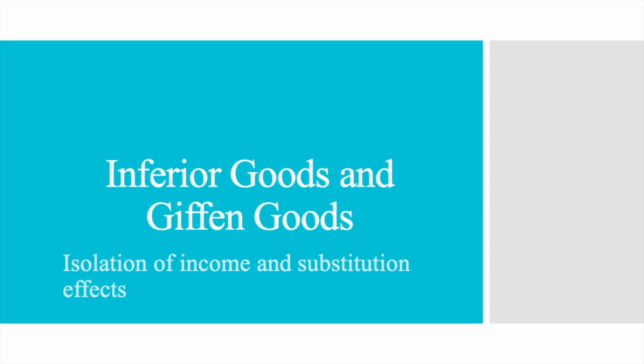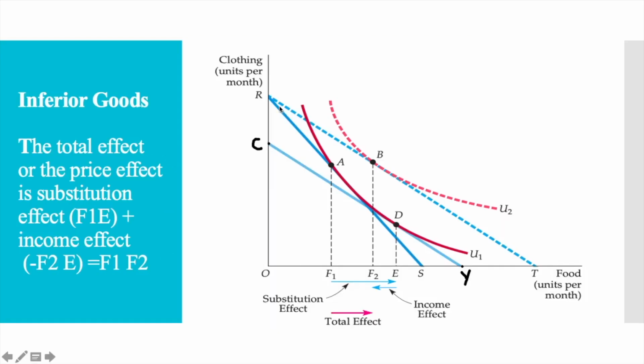So, let's move on. First, let's see the income and substitution effects in case of an inferior good. The consumer purchases two goods, food and clothing. The consumer is initially at budget line RS and the optimum bundle of the consumer is at A in indifference curve U1. Assume that the price of food falls.